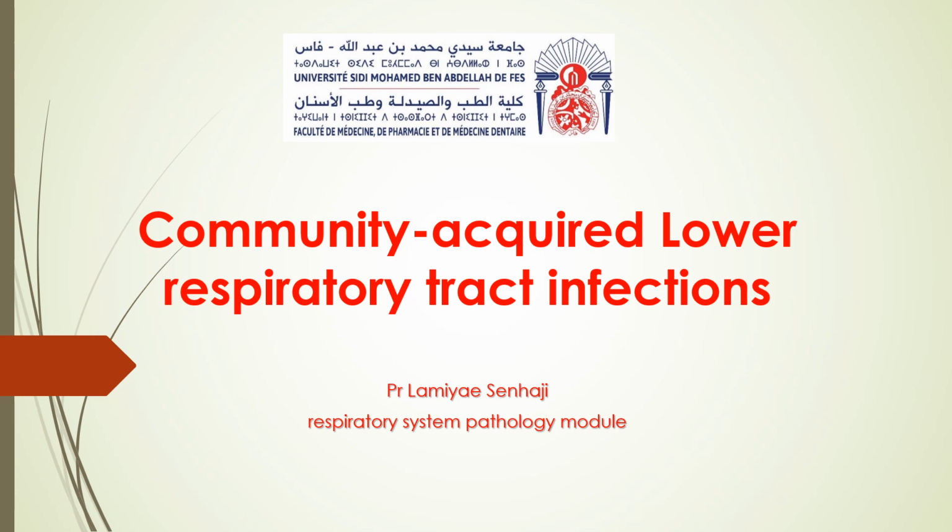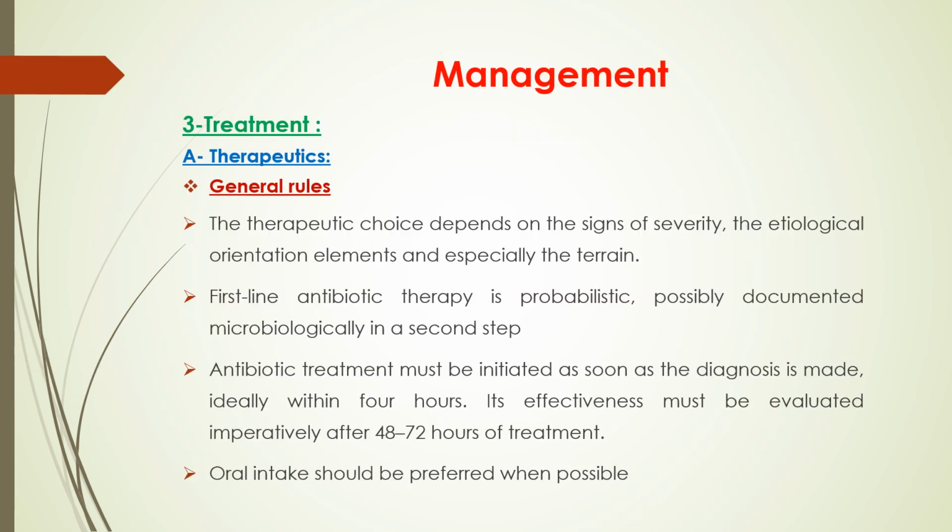How do we treat these patients who are having community-acquired lower respiratory tract infection? First, we have some rules. The choice of the therapeutics depends on the signs of severity, the etiological orientation elements, and especially the terrain. We have to begin with a probabilistic antibiotic at first line. Then we could change it depending on the microbiological documentation.